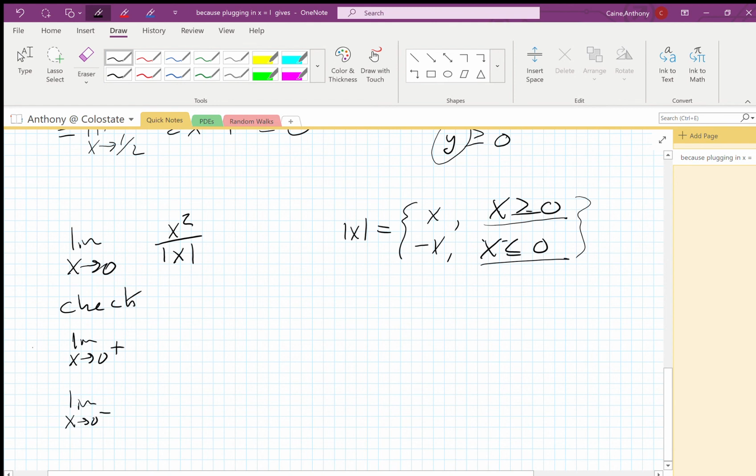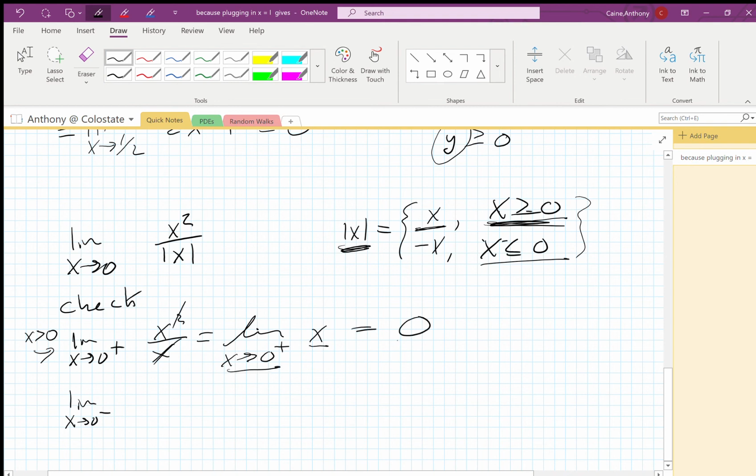In case 1, x is bigger than 0. So we replace absolute value of x with what it is when x is bigger than 0. So I have x squared over x, and this is the limit as x goes to 0 from the right. I cancel a copy of x, and I'm left with x, and this is 0, because x is going to 0.